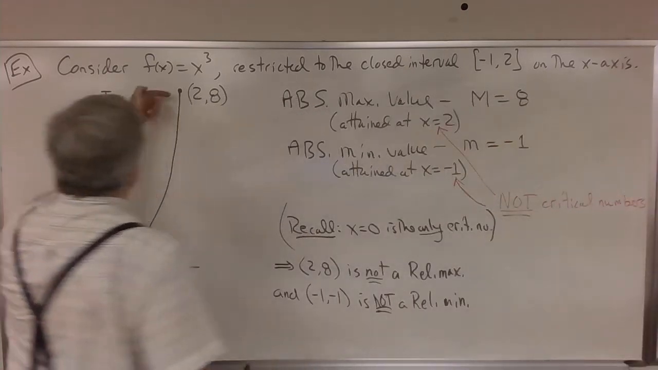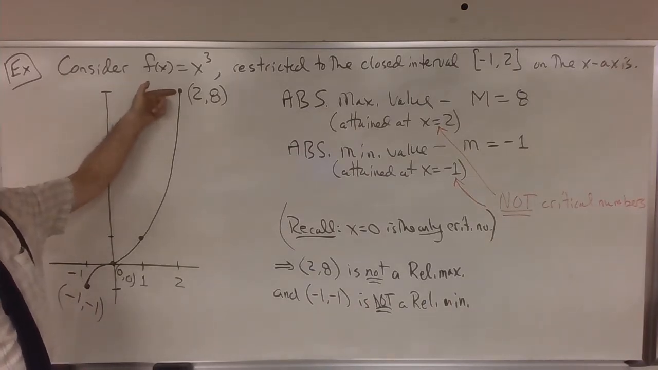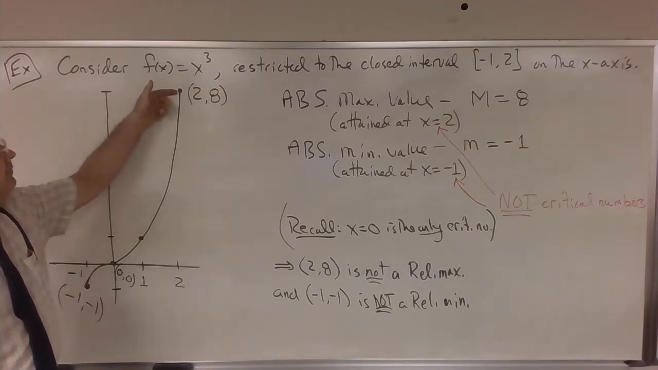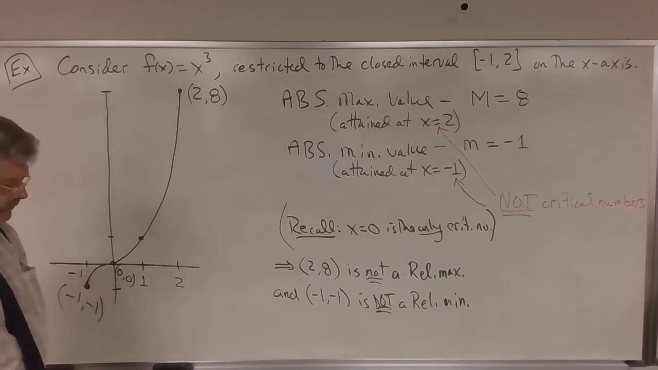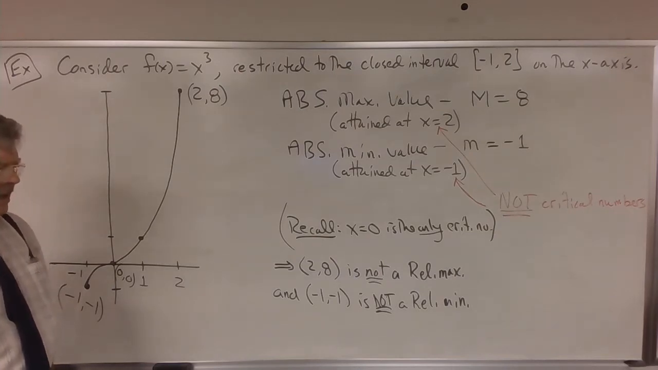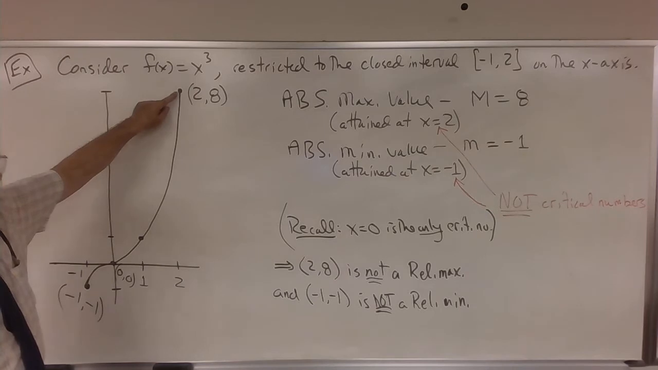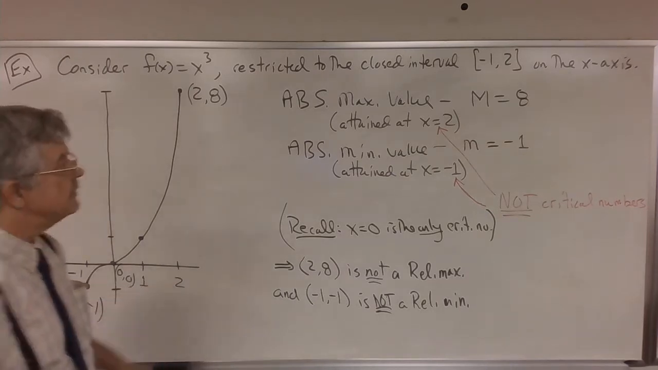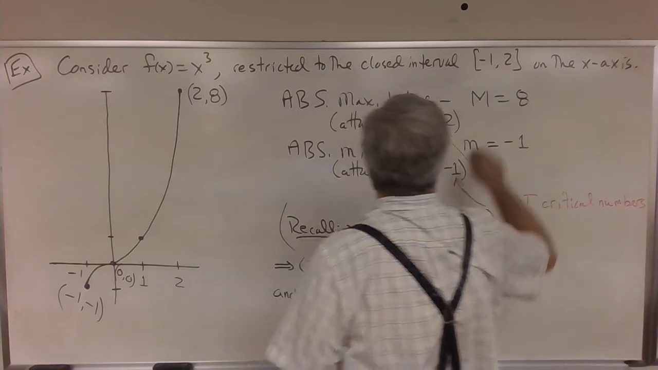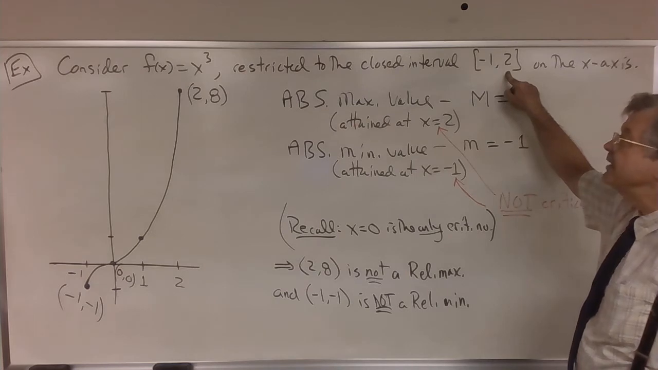Well, it is a max. The largest value of the function is attained here. It is a max, but it's not a relative max because 2 is not a critical number. So what should we call it? Well, we might observe that this turns out to be the largest value of the function by virtue of the fact that after x equals 2, we chop off the function. And x equals 2 is the right endpoint of this interval.